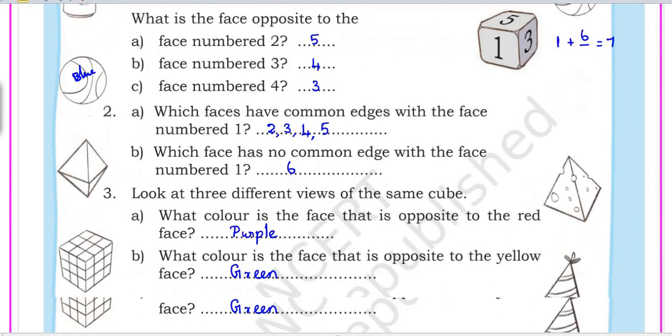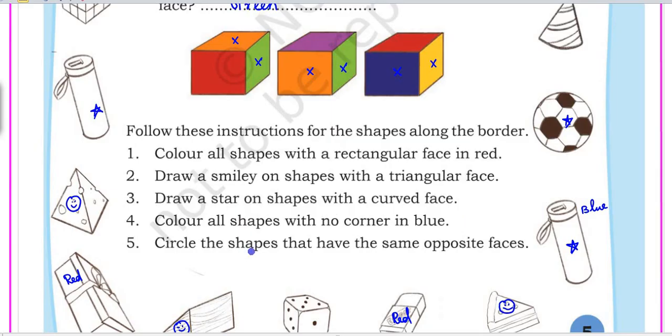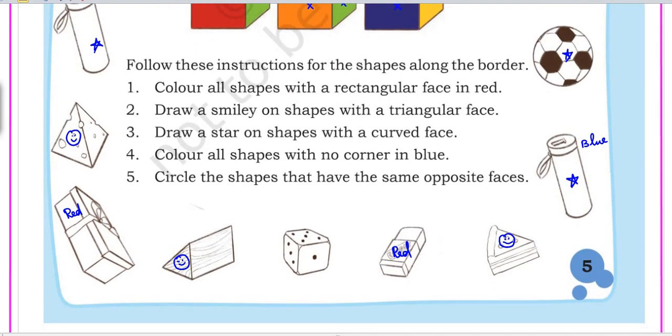The next, circle the shapes that have the same opposite faces. For example, here see, this is a cuboid. It has both opposite faces as rectangles, so you have to circle this one.